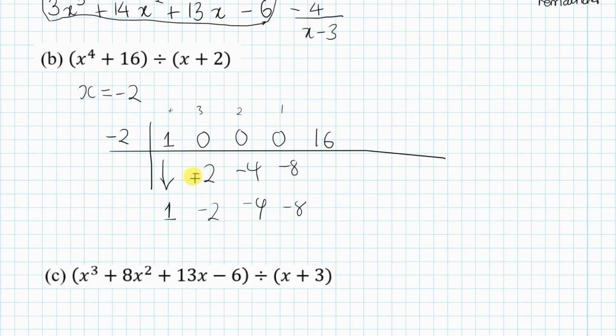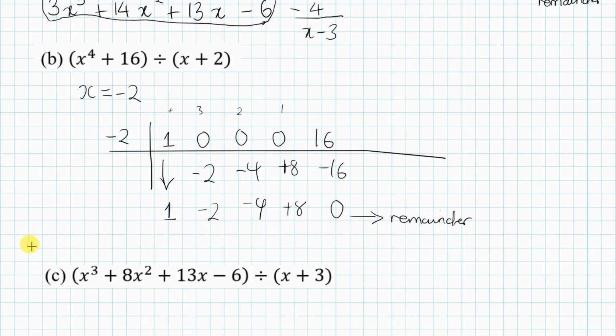Sorry, I think over here where I said negative 4 multiplied by negative 2 is going to be positive 8. So we're going to have positive 8 here. And then negative 2 multiplied by positive 8 is going to be negative 16. 16 minus 16 is going to give you 0. So we have our remainder as 0 in this case.